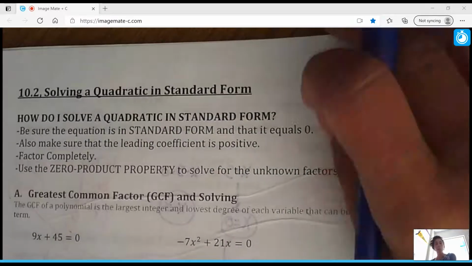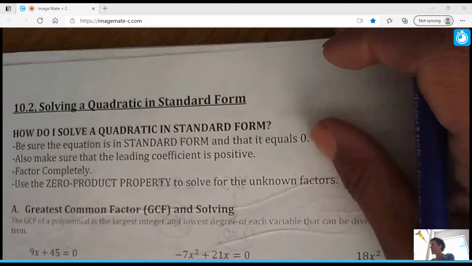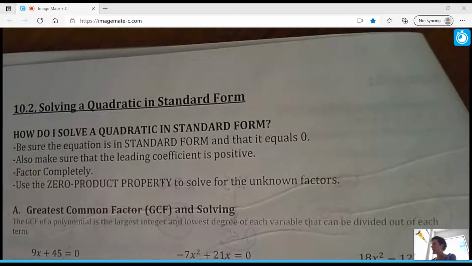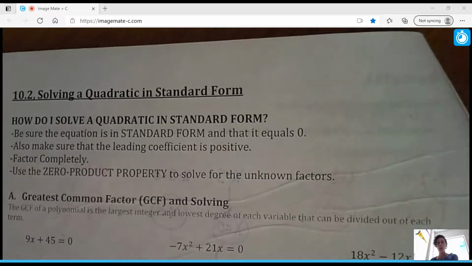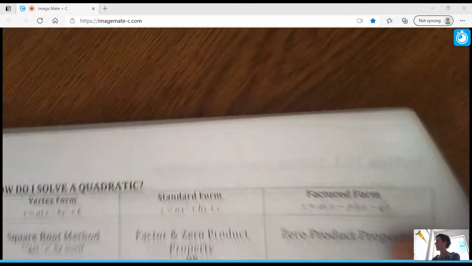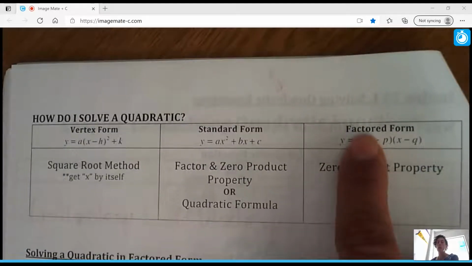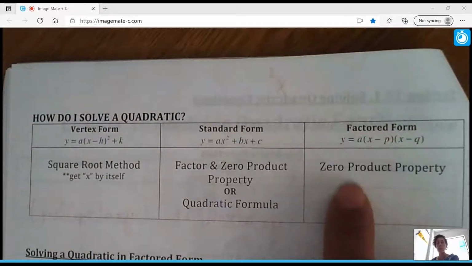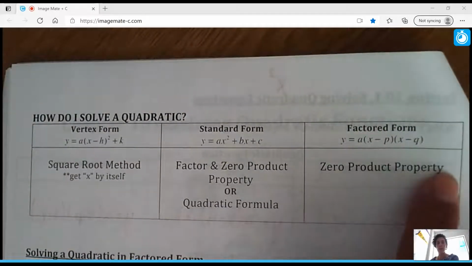So while you're going to page 32, I'll be jumping to page 30 because today we're going to look at how do you solve a quadratic in standard form. What we did in the last video is we looked at what we would do if it was in factored form, and we used something called the zero product property.